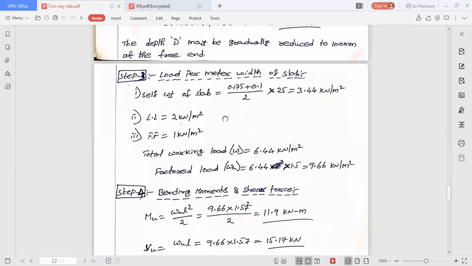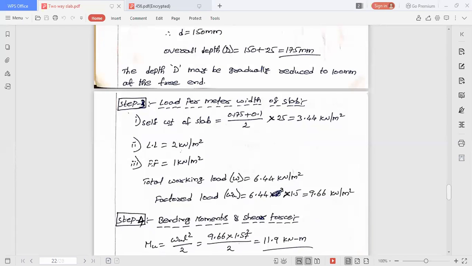The process is the same. Write down the live load, write down the floor finish. And one important step here, the self weight of this slab. How did you determine the self weight of the slab in the previous cases? Overall depth multiplied by the unit weight of concrete. That is the formula for calculation of self weight per meter square.